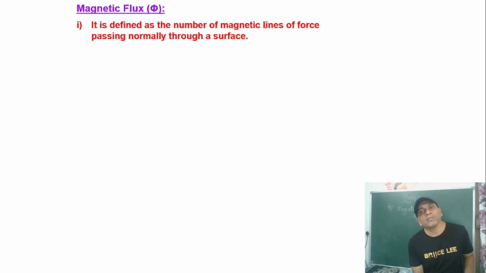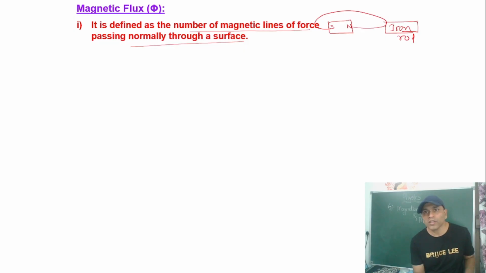It is defined as the number of magnetic lines of force passing normally through a surface. Suppose this is a magnet, south to north, and this is an iron rod. The magnetic flux passes through this one, and this one, and this one. This one is avoiding it, but some lines might pass through this one, and some might pass through this one.